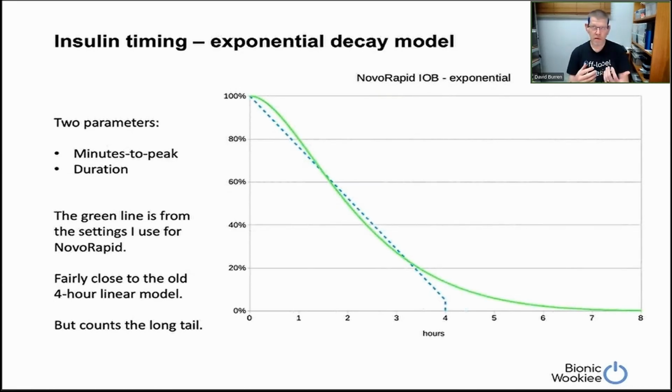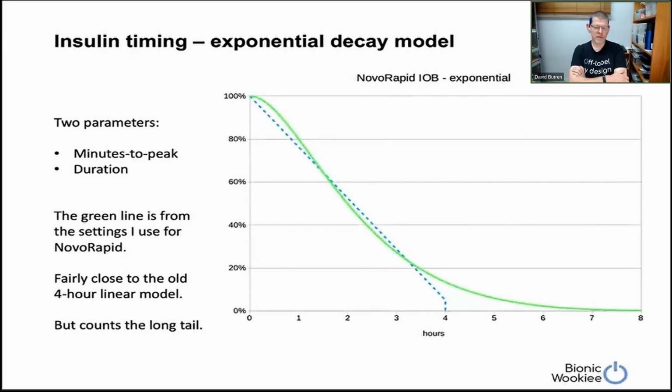With the OpenAPS systems in 2016 or 2017, we started using an exponential decay model where it's not a straight line. It decays away, and then there's a long tail of it, that little bit that hangs around that was all too hard for the other calculators to deal with. So that green line I'm using there is for the settings that I use for Nova Rapid. And as you can see, it's fairly close to that old 4-hour linear model, at least for the first few hours, and then it diverges a bit.